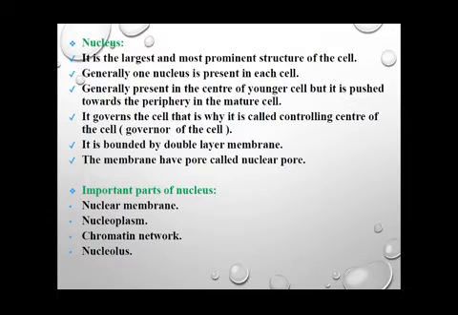Now, the nucleus also consists of different parts. The important parts of the nucleus are: number 1, nuclear membrane; number 2, nucleoplasm; number 3, chromatin network; and number 4, nucleolus. We are going to study about them one by one.